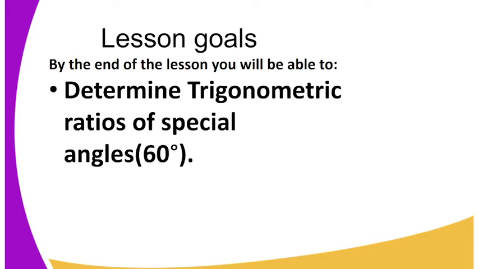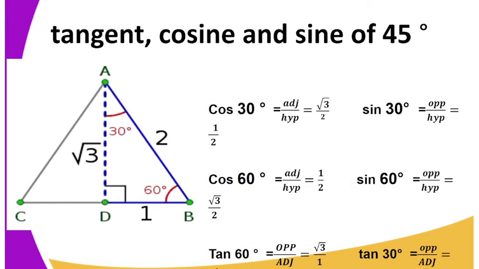Determine trigonometric ratios of special angle, that is angle 60 degrees. From our diagram, we have an equilateral triangle of side 2 centimeters. So you can see every side is 2 centimeters. So the length CB is divided by 2, so DB is 1 centimeter, CD is 1 centimeter. So the length AD will be the square root of 2 squared minus 1 squared. So 2 squared minus 1 squared, you get 3. So the length AD is root 3.